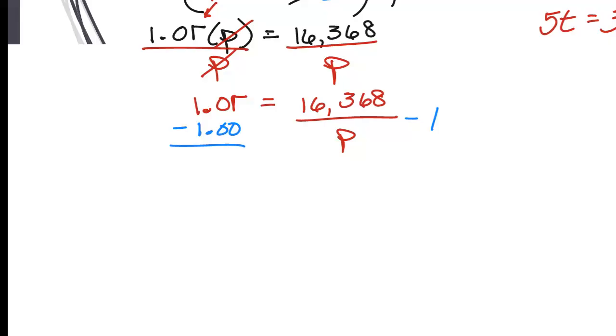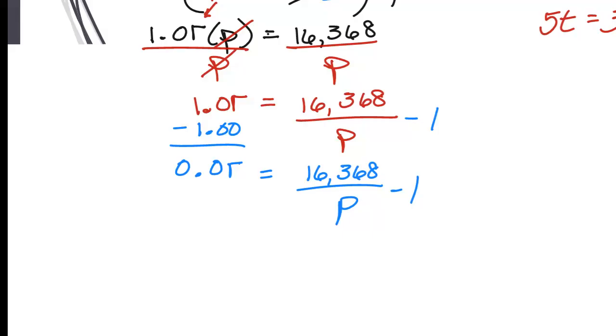What's r minus 0? Good. 0 minus 0 is 0, 1, so that's just 0.0r, and that's equal to 16,368 over p minus 1. You're like, oh man, that right-hand side's looking pretty ugly. But hey, we're getting really close.